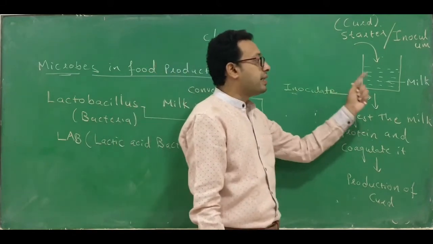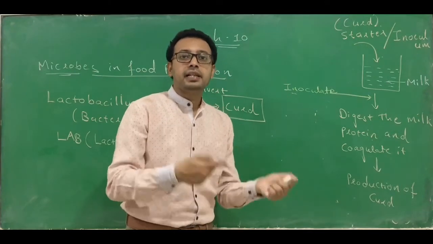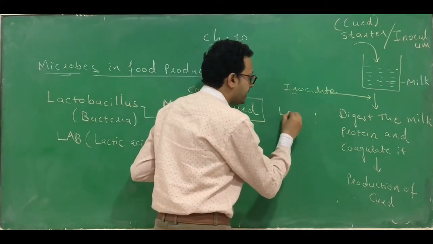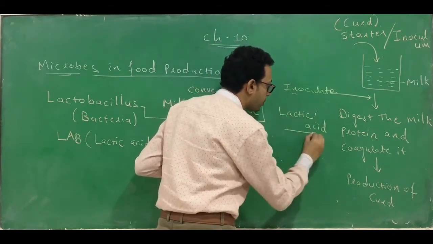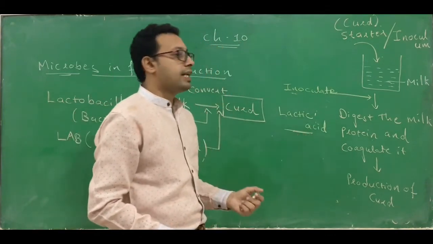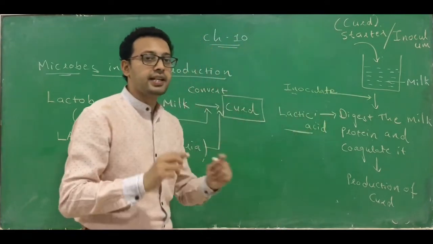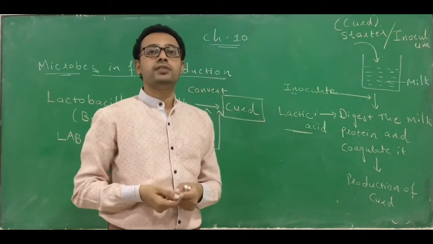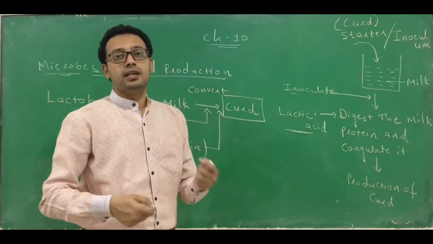When these bacteria convert milk into curd, they also generate acid, which we call lactic acid. Which acid is produced? Lactic acid is produced. This acid has the capability to digest the milk protein. So when a higher amount of lactic acid is produced by the bacteria, obviously the curd taste changes.